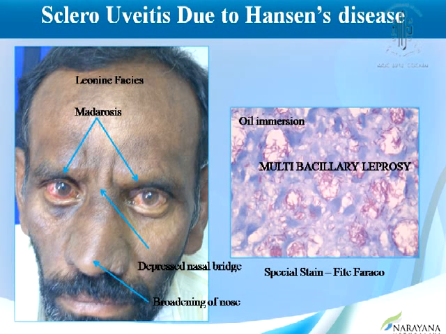Sclerouveitis due to Hansen's disease is more common in our country. Patients can have sclerouveitis with a flat tip of the nose and ear lobule. The skin biopsy showed the presence of lepra bacilli.